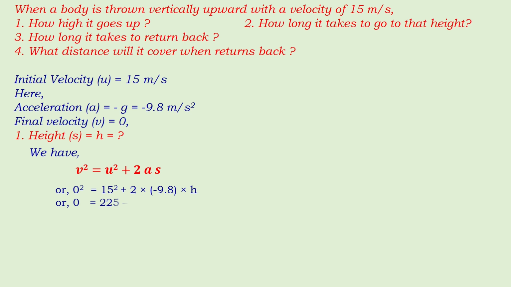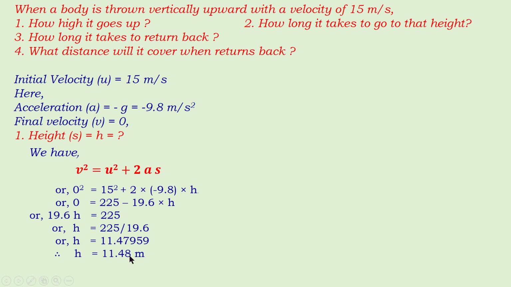h. Now 15 square is 225, and 2 into 9.8 is 19.6, minus and minus here. If taken to the left hand side, then we'll have 19.6 h is equal to 225, and h is equal to 225 divided by 19.6, and this is equal to 11.47959. Now we are taking just 2 digits after the decimal point, but here the third digit is 9. If the third digit is 5 or more than 5, then we'll take 1 as carryover to the second digit after the decimal point. That's why we are writing the answer 11.48 meters.